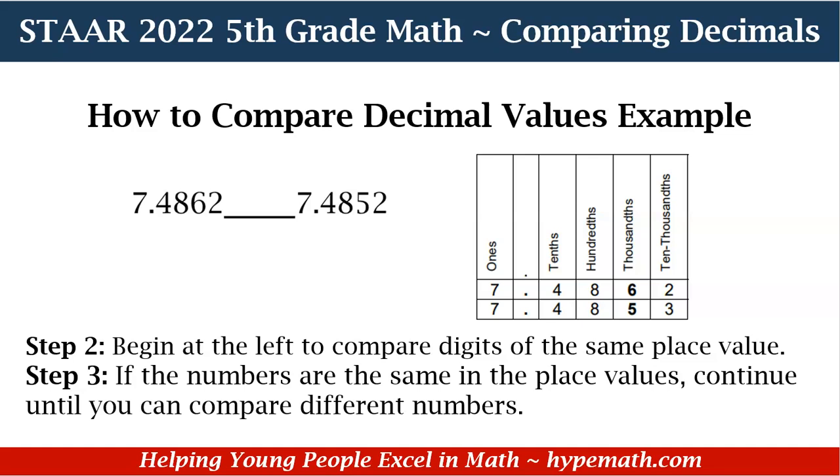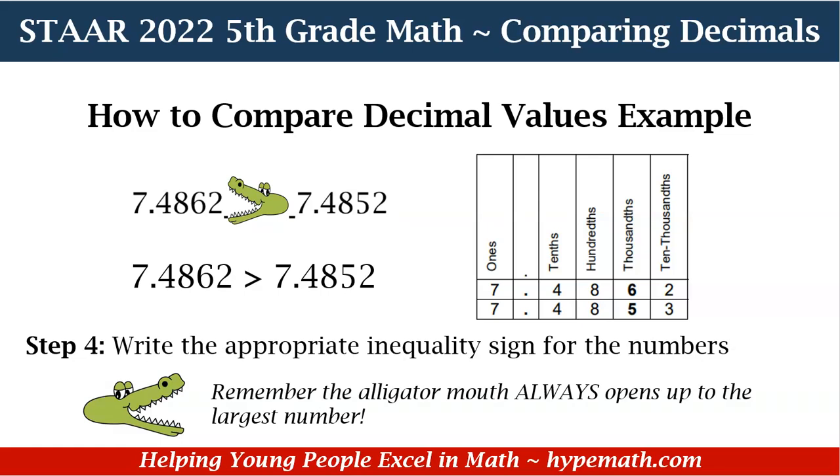So what am I going to do? I'm going to move to the next place value on the right, which is the hundredths place, and that is 8 for the top number and 8 for the bottom number. So we still have numbers that are the same in the place values. So I'm going to move over to the next right-hand place value, which is the thousandths place. Well, in looking at the thousandths place, we see that we have a 6 and a 5. Okay, now we can compare. So moving to step 4, we are going to write the appropriate inequality sign for the numbers.